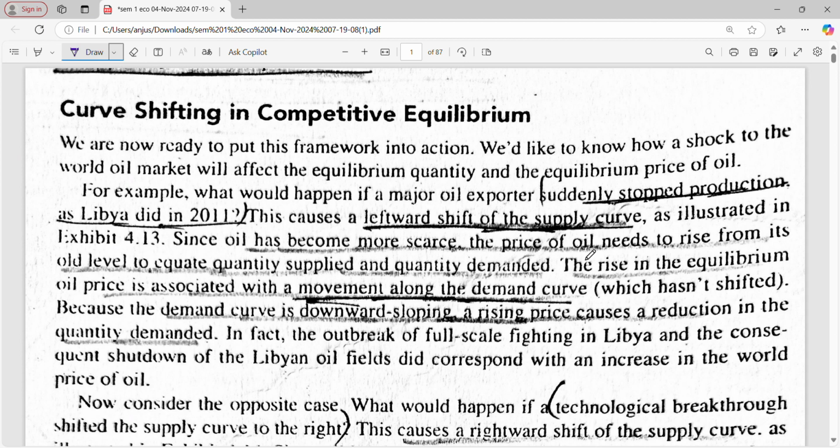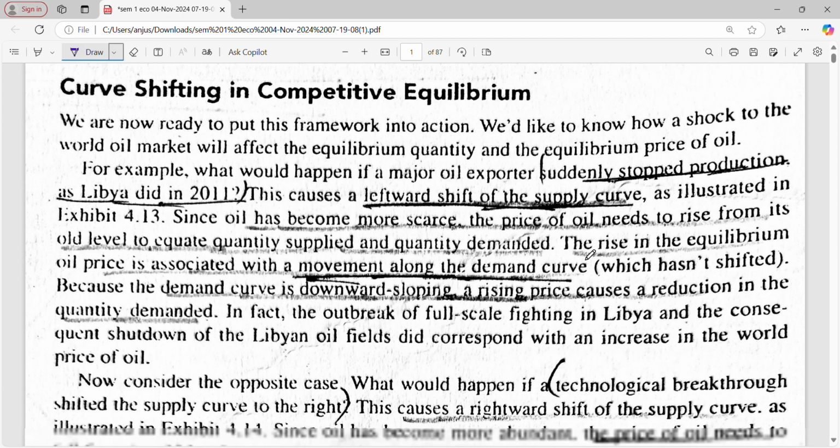So here we are moving with the fourth chapter of semester 1 economics major, University of Delhi. In the fourth part, that is 4.4, supply and demand in equilibrium, we have completed the first portion, that is competitive equilibrium price and quantity, and concepts like excess supply and excess demand. Now we are moving to the next part, that is curve shifting in competitive equilibrium.